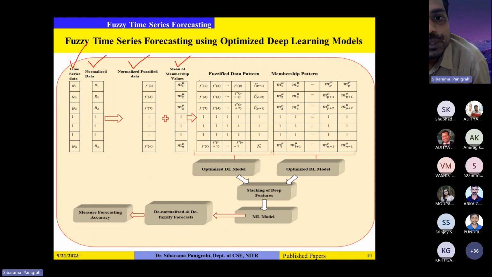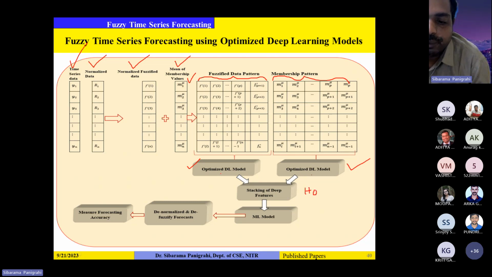Then what we are doing, you see, we are converting the fuzzified data into patterns, that is input target patterns, by analyzing the autocorrelation and partial autocorrelation function. Then based on that number of inputs, we will transform the membership values into input and target patterns, right? Then this fuzzified data pattern will be modeled by using an optimized deep learning model, and the membership pattern will be modeled by using an optimized deep learning model. Then we will extract deep features from this optimized deep learning model and this optimized deep learning model. Then we will horizontally stack them.